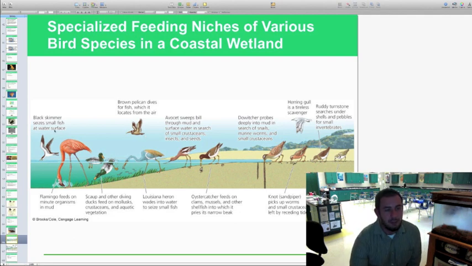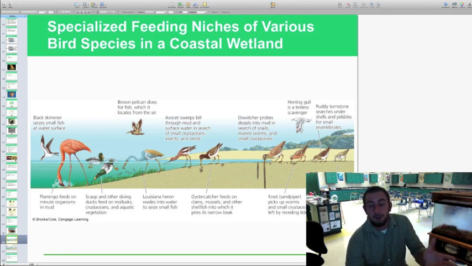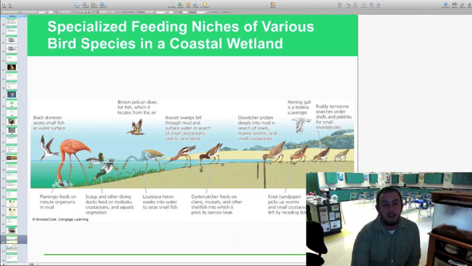So for instance, going over here to the black skimmer, it obviously eats fish and things off the top of the water, out a little bit more in the water column, kind of deeper ocean that way. Whereas the flamingo feeds on very, very small organisms found in the mud. It has a long neck to get its head down there and feed off those.